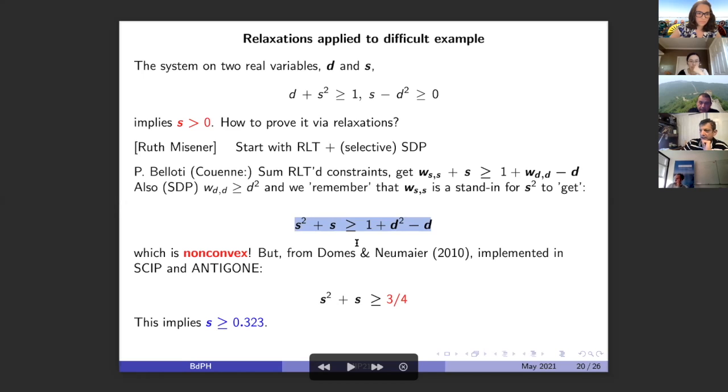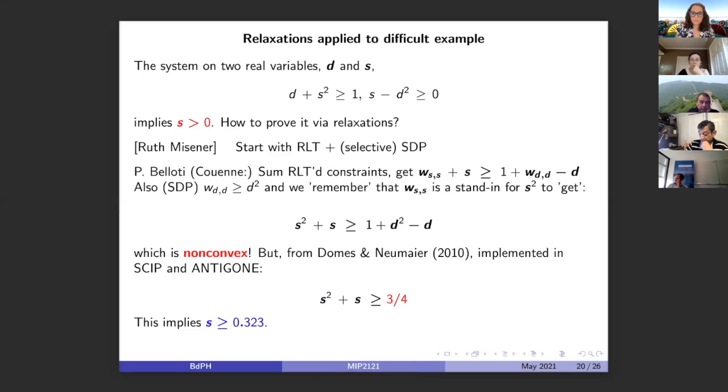Now there's something else that has been implemented in a paper by Dong and Neumaier, which is that they will notice, oh, if I have an inequality like this, then I observe that over the reals this amount is at least 3/4. And so I can write a new inequality, which is this, as part of my system. And this will already imply that S must be positive. Okay, and so we have a combination of two ideas. This idea in Cohen of combining selected RLT inequalities, and this idea from Dong and Neumaier.